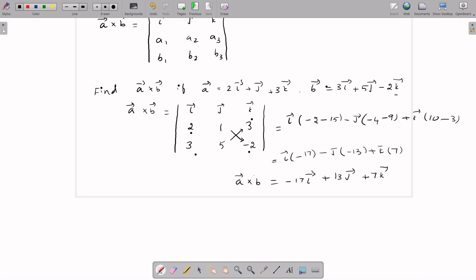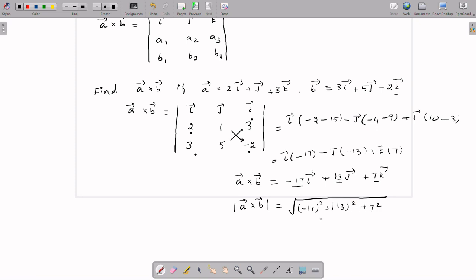Suppose we are asked to find the modulus of A vector cross B vector. This is not a determinant, this is a modulus. Then you have to square these terms: the square root of minus 17 the whole squared plus 13 squared plus 7 squared.